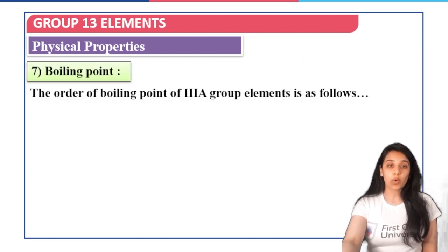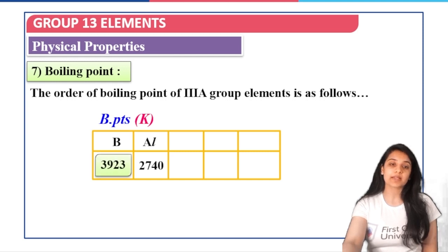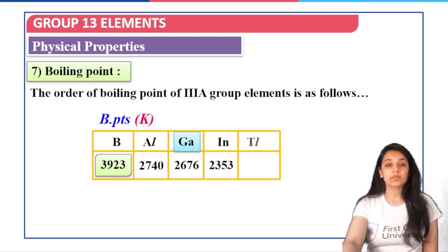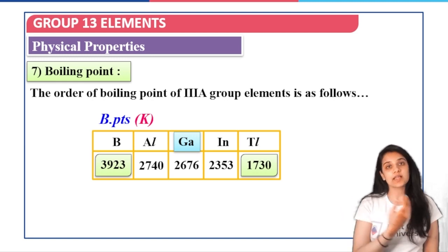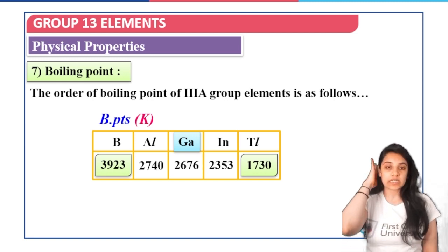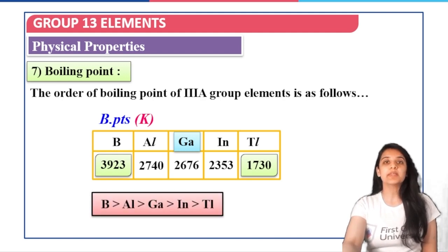Next, we talk about the boiling point. The order of boiling point, if you look at the values itself, boron maximum, then for aluminium it decreases. For gallium further decreases, indium further decreases, and thallium is the least. So if you see, the boiling point has a natural order. That is, as we go down the group, the boiling point is decreasing. There is no exception in between. Maximum is boron and minimum is thallium.